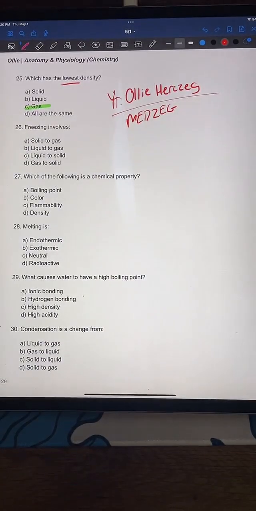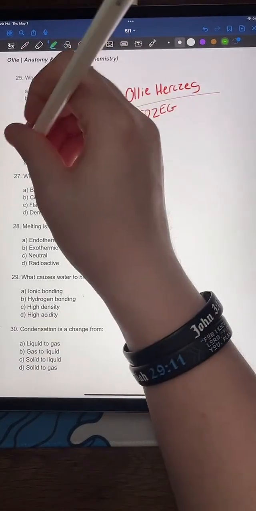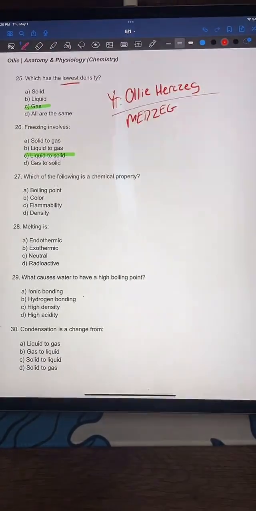Number 26, freezing involves going from what state to what state? Freezing involves going from what state to what state? Awesome. The answer is C. It is a liquid to a solid.